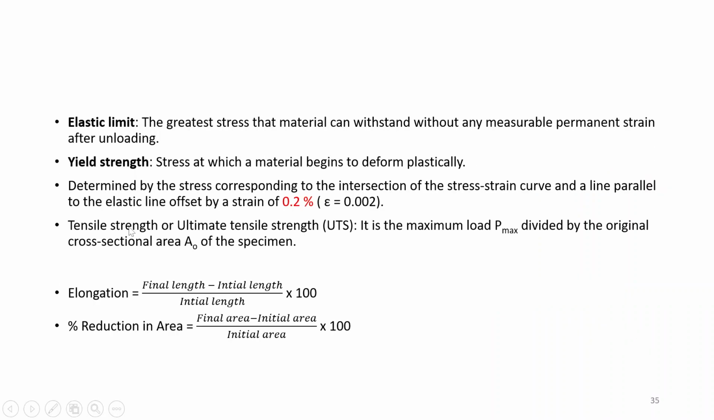Okay, so next is tensile strength or ultimate tensile strength. It is the maximum load P max divided by the original cross sectional area A naught of the specimen. Then we have elongation, which is final length minus initial length divided by initial length times 100, so it will be in percentage. Next we have reduction in area, which is also measured in some samples. This will be final area minus initial area divided by initial area times 100.